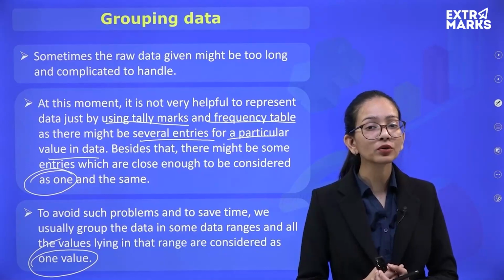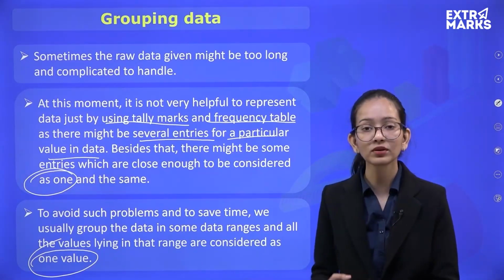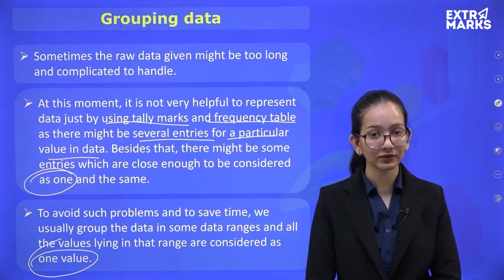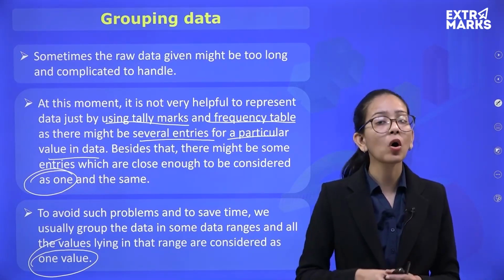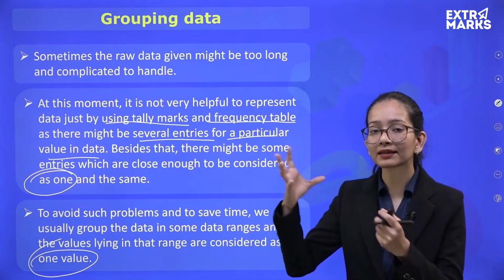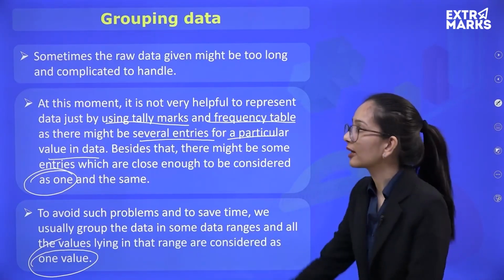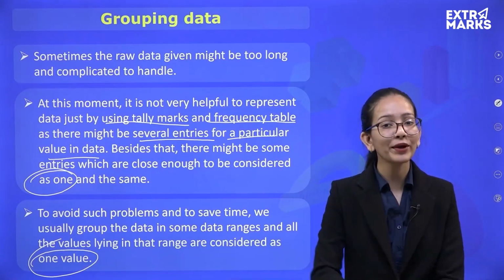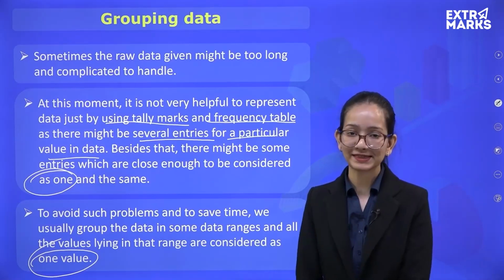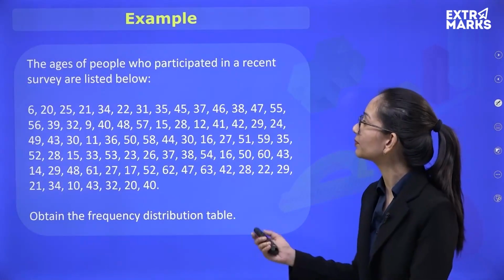And how do we group? According to the entries given. Obviously, it depends upon the data given. After grouping the data, all the values lying in that range will be considered as one value. Now, I'll explain all these points again with the help of an example. So, let's take the example.